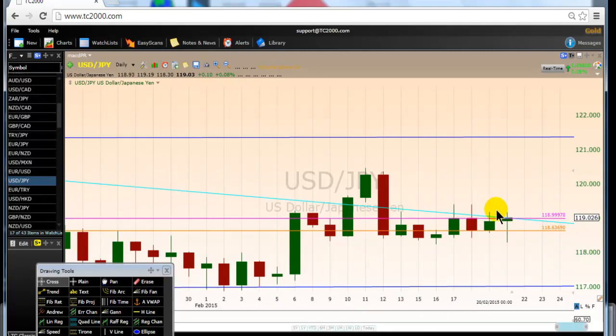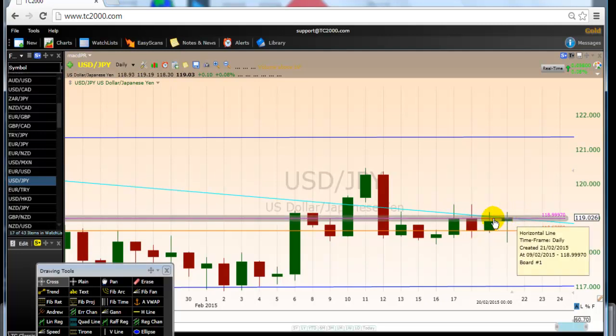Don't forget, there's a small resistance here. That's why the price did close, okay? So, all right? Don't forget that level, okay? Don't forget 119. I want it to show 119. It's a nice number. All right?